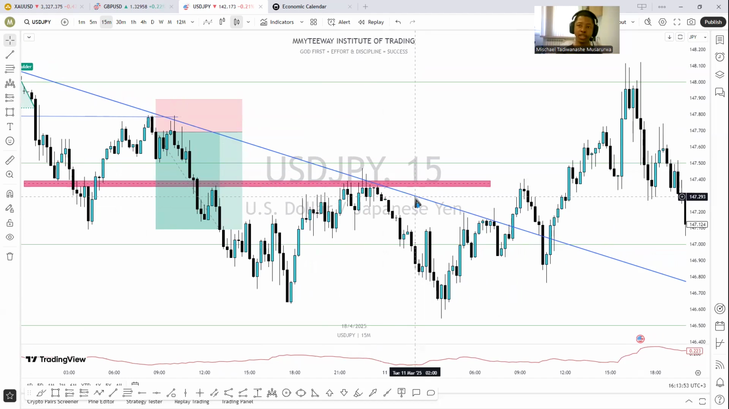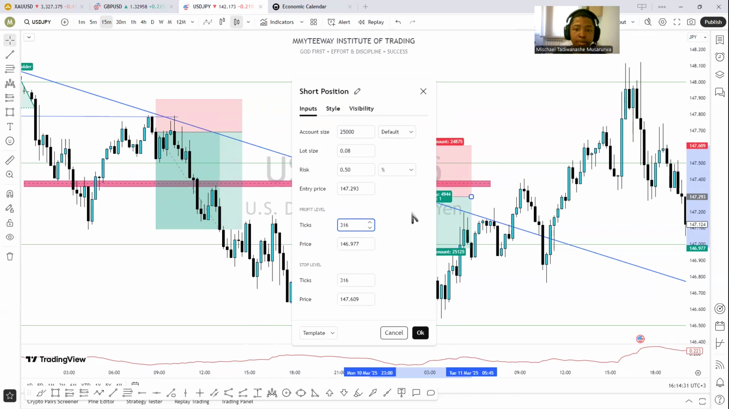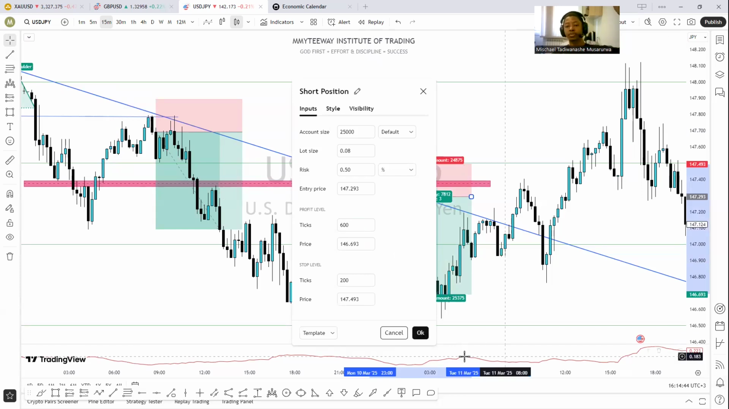I'm not going to talk about the additional confluence in this video. I'm just going to show you how I execute my trade using the trend line. So what do I want now? An entry signal. Is this an entry signal? Yes, it is an entry signal because we have a doji candle. I'm going to put my trade here with a 200 stop loss and a 600 take profit. Just for example.